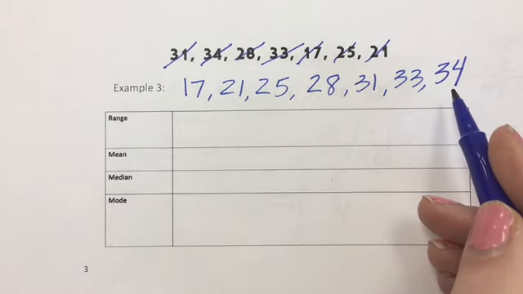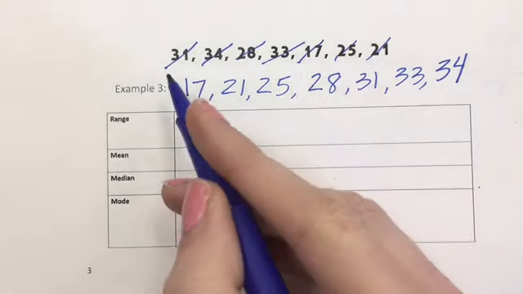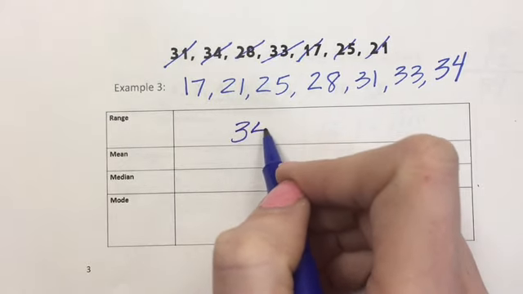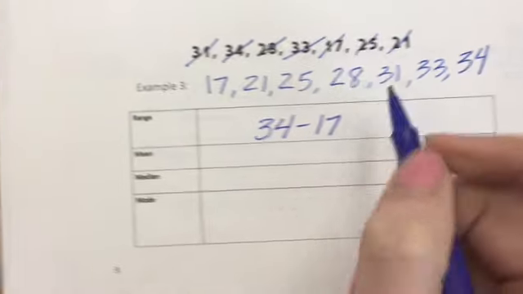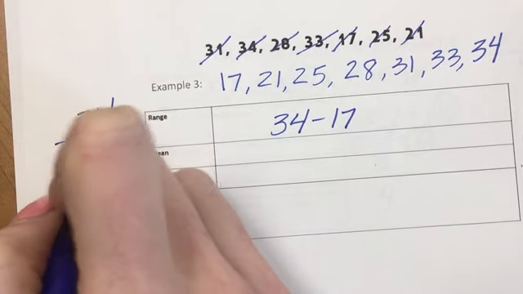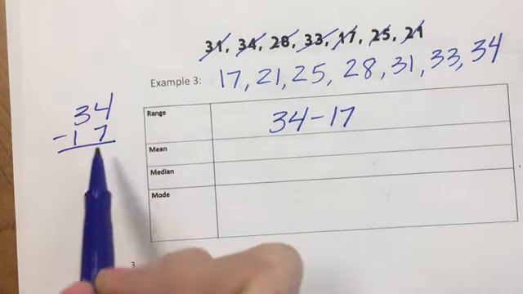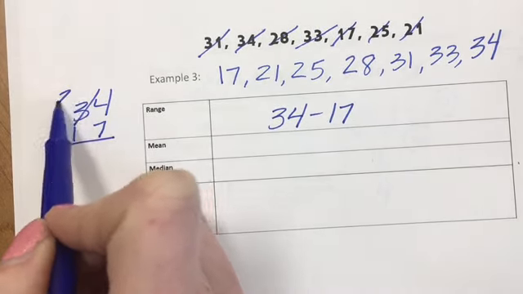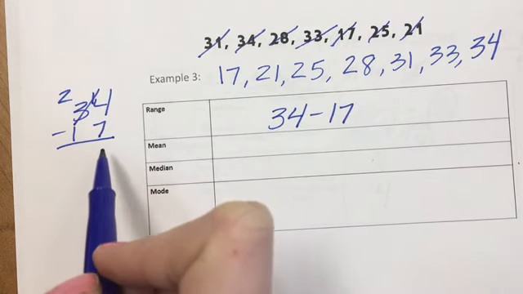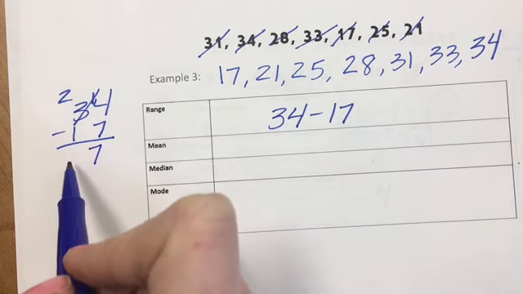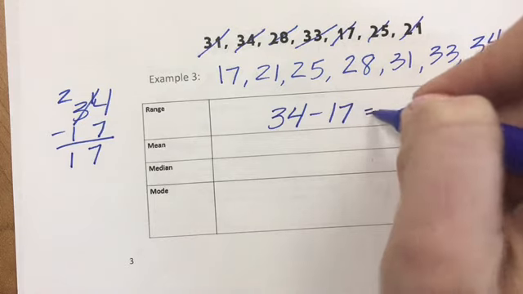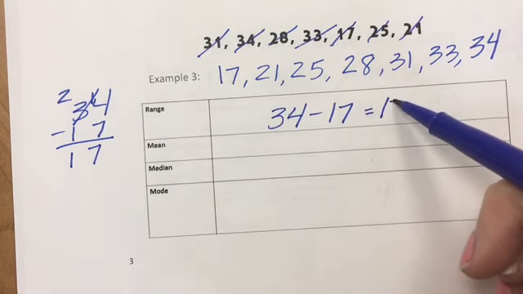Range is the first thing I'm going to do. It's the greatest, and then we subtract the smallest from it, so 34 minus 17. We might have to do this off to the side because it looks like we're going to have to borrow. We can't do 4 minus 7, so we come over to the 3. 14 minus 7 is 7. 2 minus 1 is 1. So the range of these scores is 17.